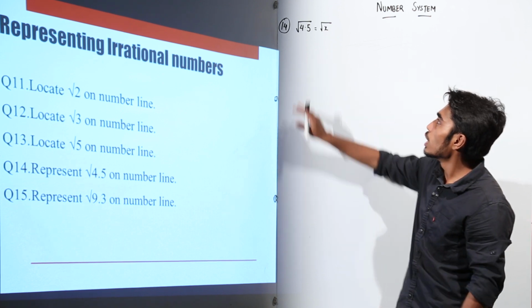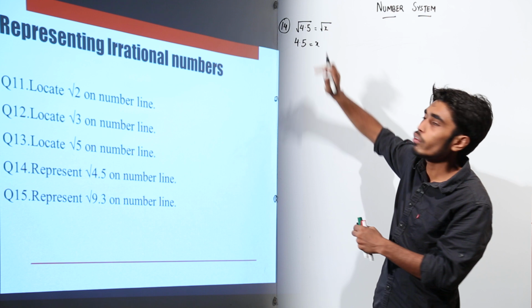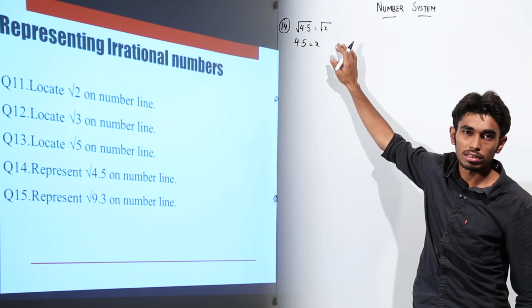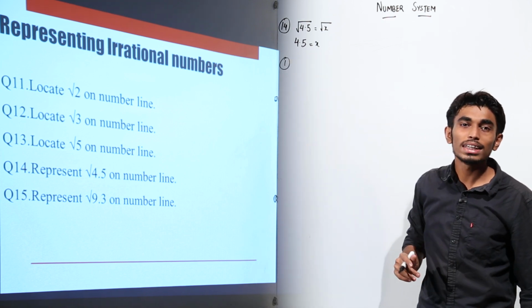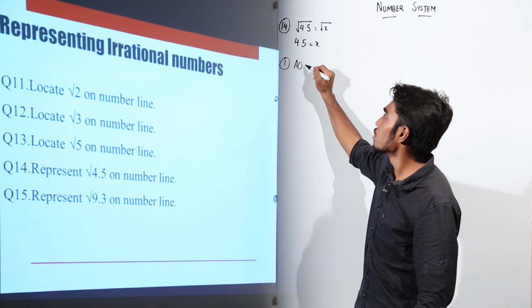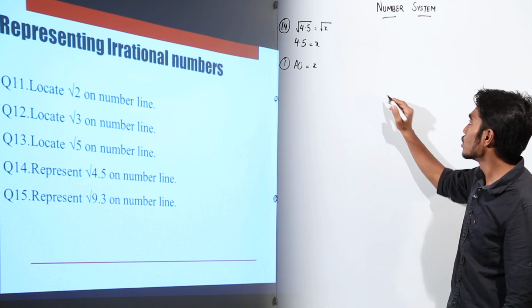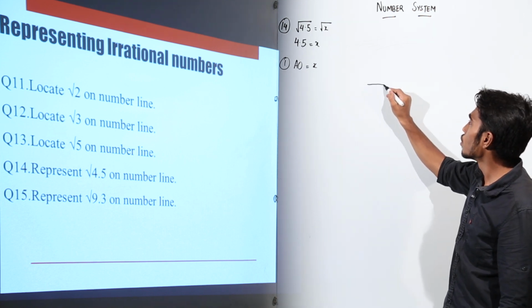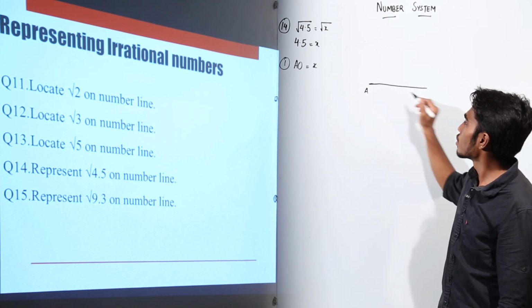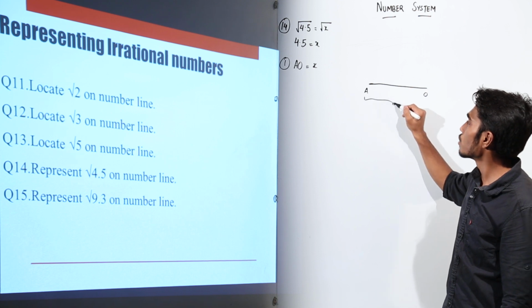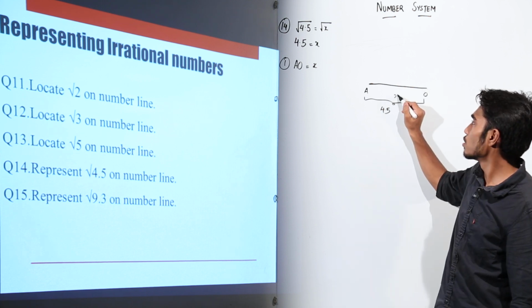So what I am going to do is I am going to consider 4.5 as x, right? So root over 4.5 will be equal to root of x, right? So the first step says draw a line segment, let's say AO, which is equal to x, right? The first step says draw a line segment AO which is equal to x. So I am going to draw, let's say this is AO, which is equal to 4.5. This is equal to 4.5, right, or x, right?